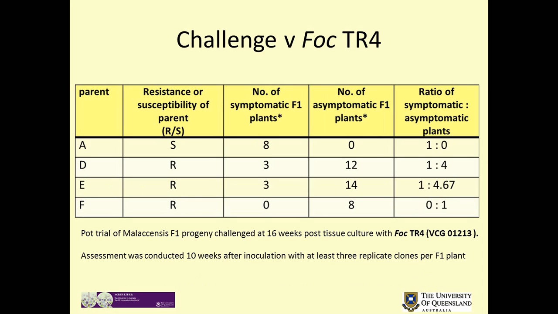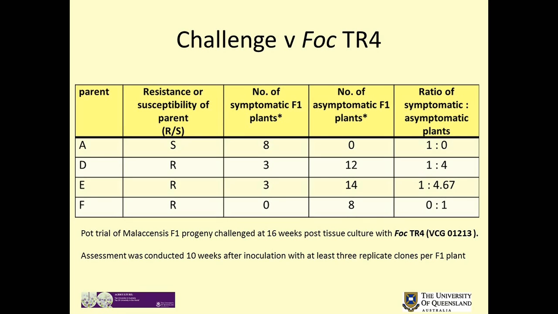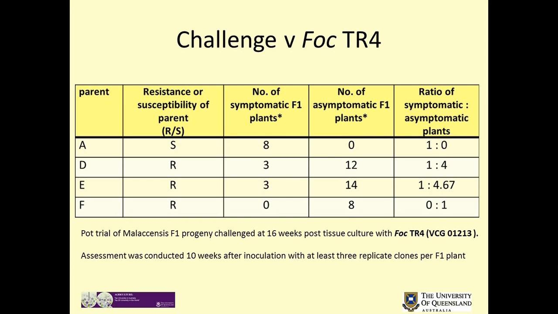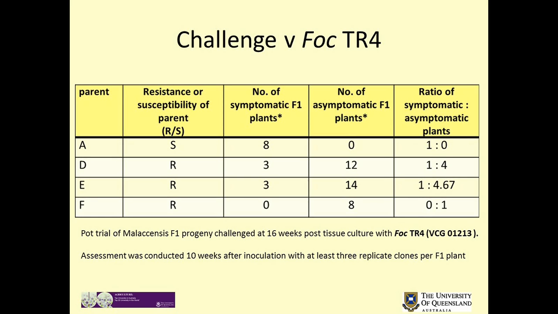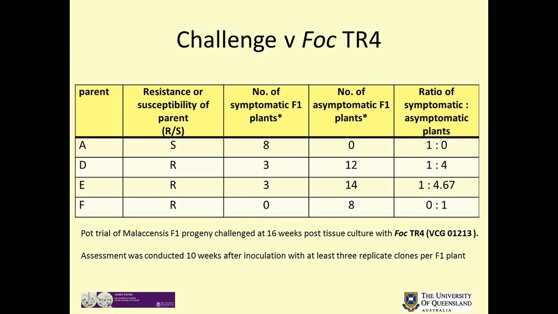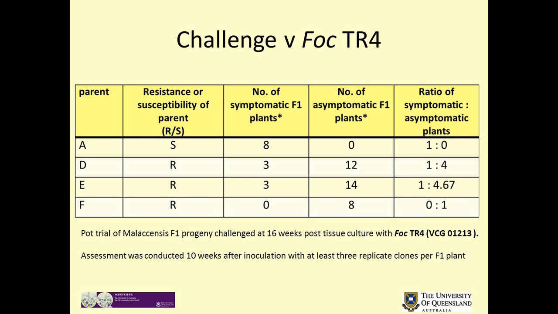And more or less we got the same result. Obviously it was a smaller sample because of the expense of taking stuff up there, but again we're roughly getting that 3-to-1 segregation. So the numbers are too small for a chi-squared test, so I can't confirm that. But certainly the same individual plants, the same clones that were resistant to subtropical race 4 were resistant to tropical race 4. So we think we're dealing with the same gene, or at least it's closely linked, if not.